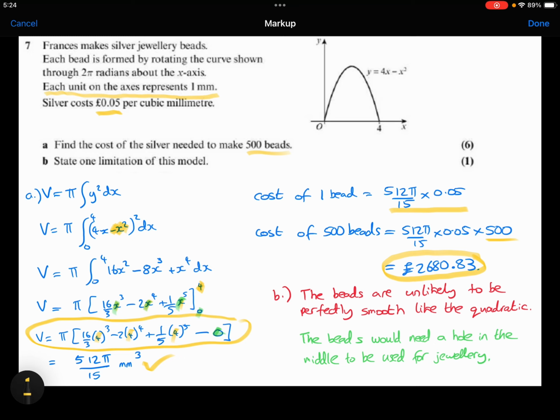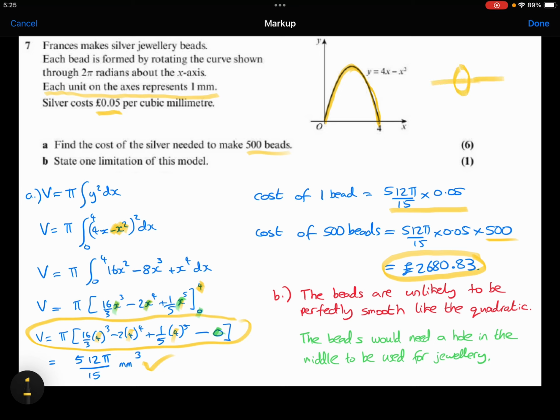Part B, there are lots of different answers you could give as one limit of this model. I think 2 of the most common ones. Firstly, it's unlikely that the beads are going to form a perfectly smooth quadratic. There's probably going to be imperfections within the bead. So that's one limitation.